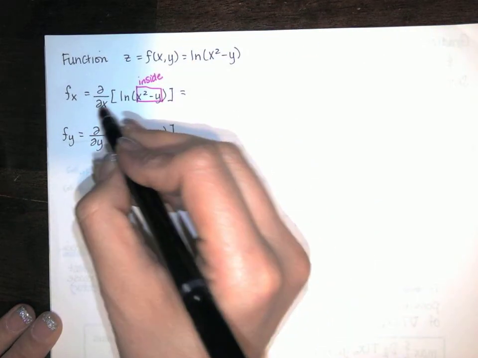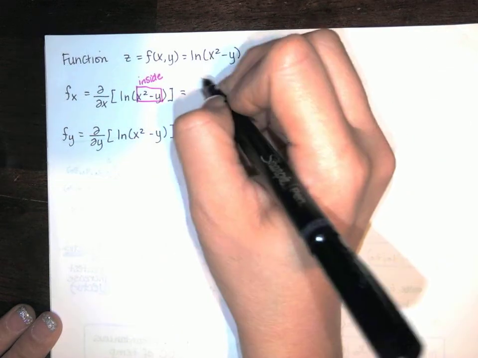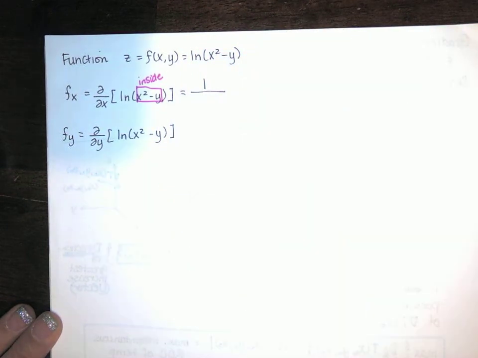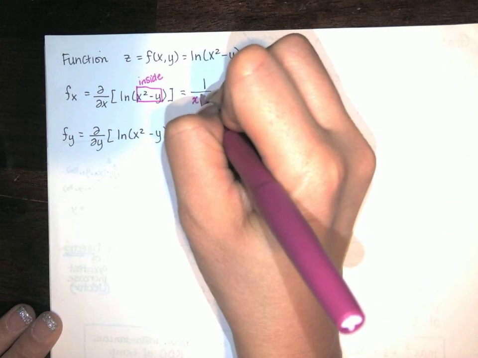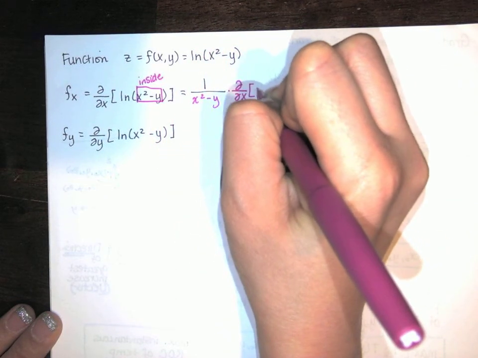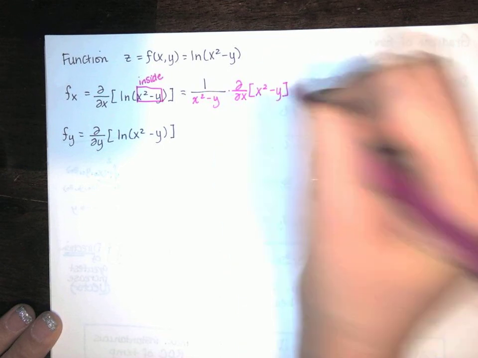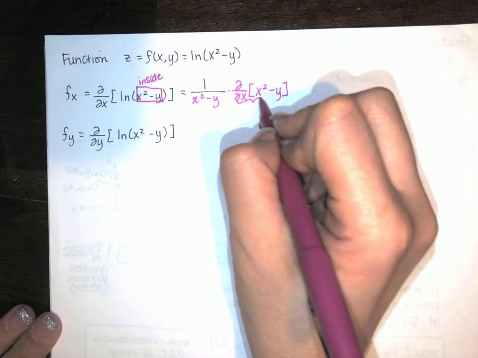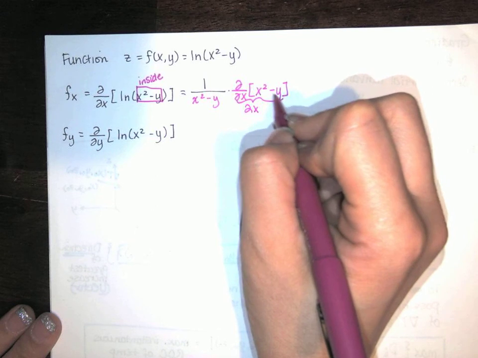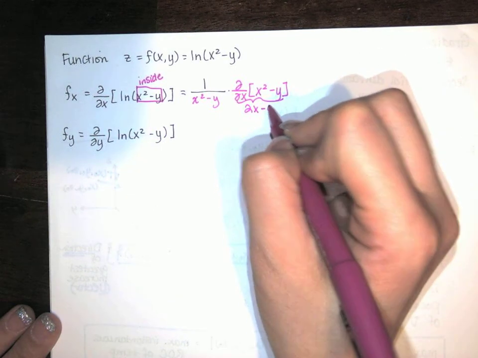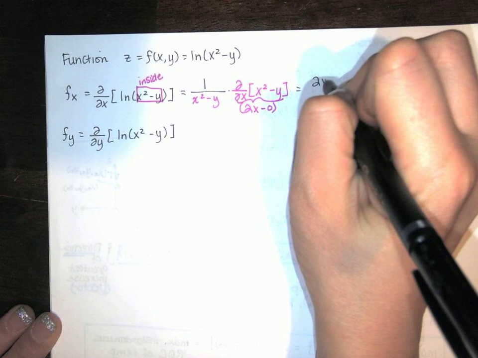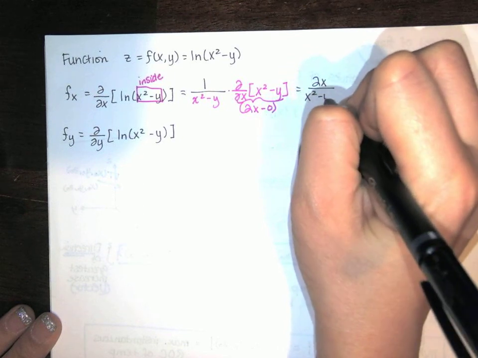So the partial with respect to x of log of a function is 1 over the function by the chain rule, times the derivative of the inside with respect to x, treating y as a constant. And we've already done this. Derivative of x squared is 2x. Since there's no x in this, derivative of negative y is 0. So we just ended up with 2x divided by x squared minus y.